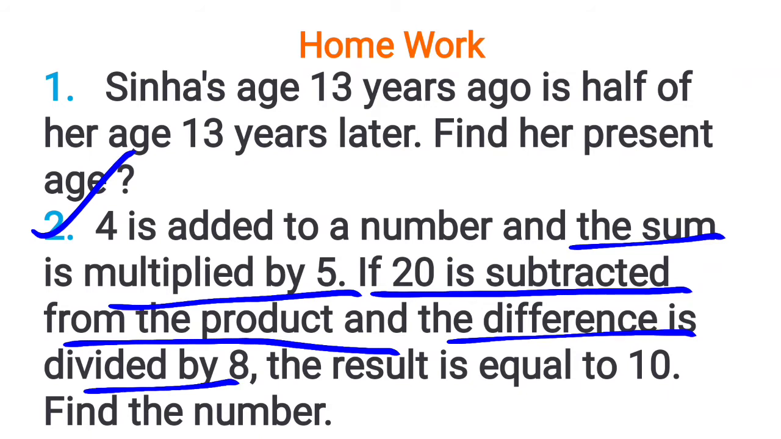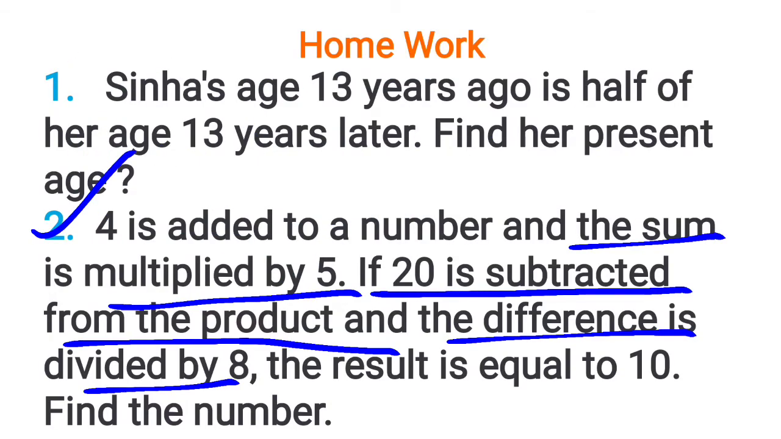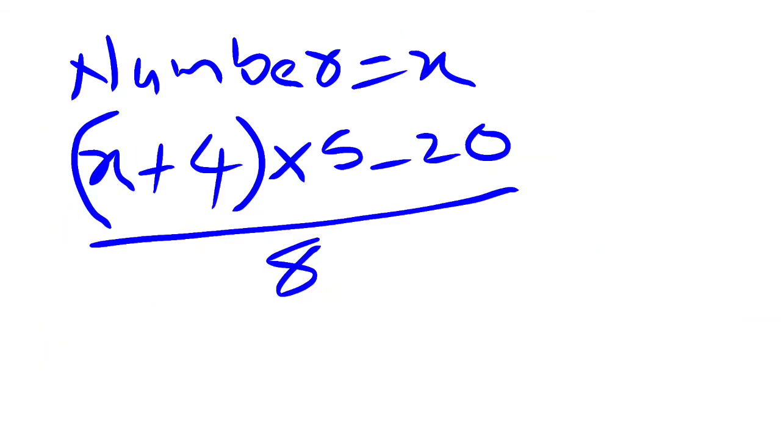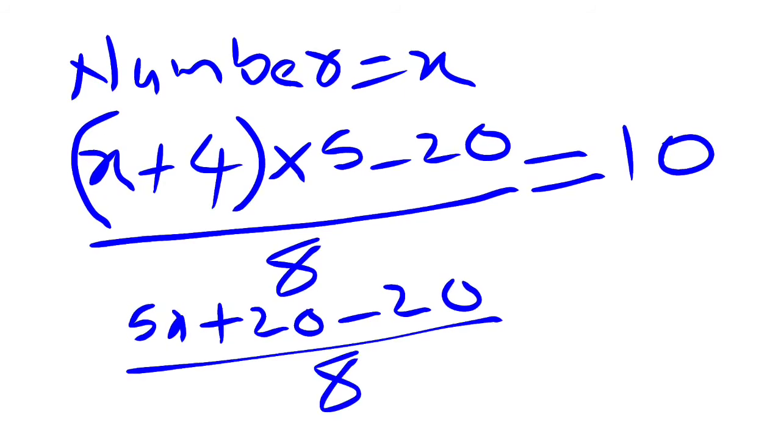Divided by 8. So this total is divided by 8. The result is equal to 10. Find the number. So let's simplify the numerator. 5x, 5 4s are 20, minus 20, divided by 8 equals 10. Plus 20 minus 20 cancel. So 5x by 8 equals 10.